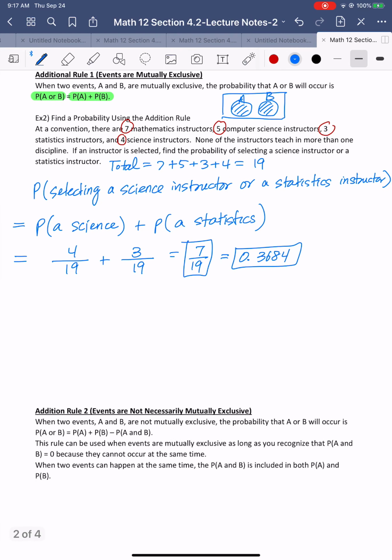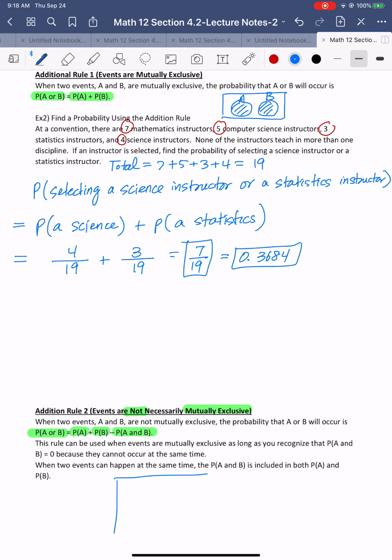Now, the addition rule, for the case where the events are not mutually exclusive. When 2 events A and B are not mutually exclusive, the probability that A or B will occur is P of A or B equals P of A plus P of B minus P of A and B. So why do we have to do this?